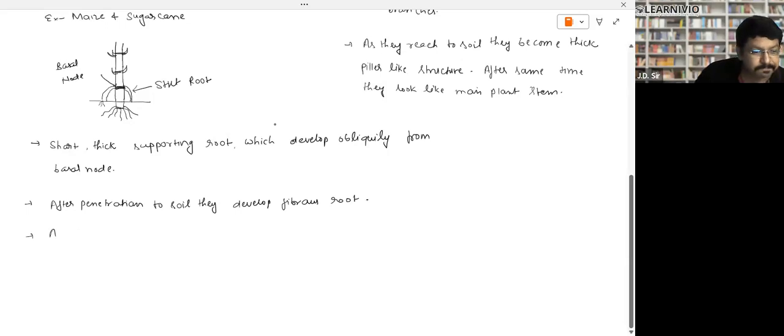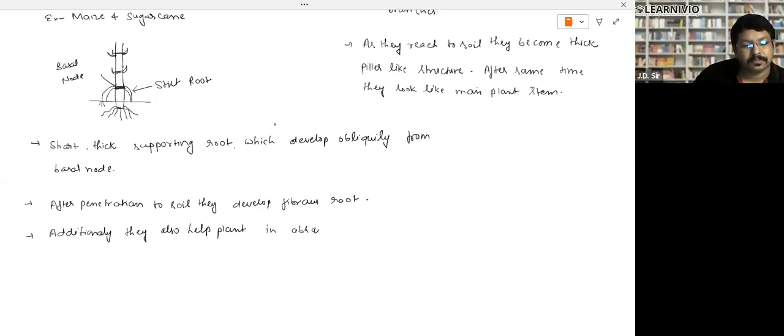Additionally, they also help the plant in absorbing water and minerals, right? So that is an additional feature which is found. Is it clear? Stilt root clear?